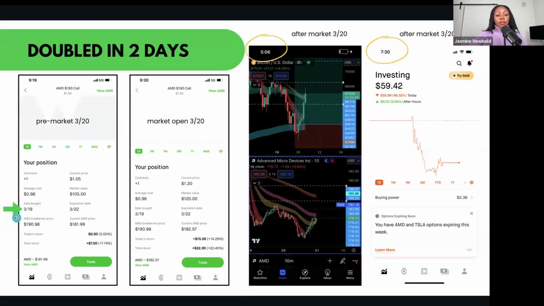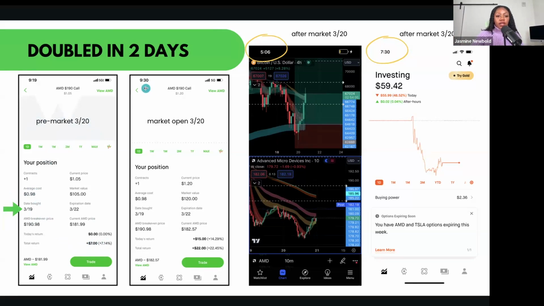I bought this on March 19th for $98, one contract. This is pre-market, 9:19 a.m., because again, it doesn't open until 9:30. Because I bought it on the 19th, pre-market on the 20th, I'm up 7% from what it was doing the day before. Remember in the beginning, I was saying how if I'm planning on swinging, I usually will get something like the last hour of the previous day. So that's what I did with this. I got this like the last hour of the 19th. So pre-market 3:20, I was up 7% from what I did that last hour.